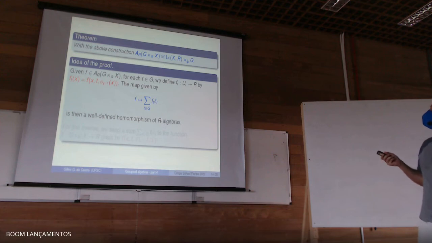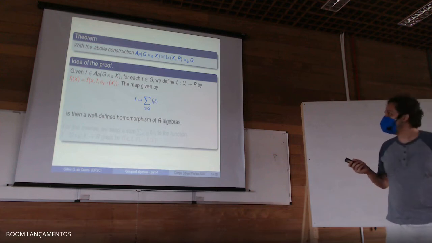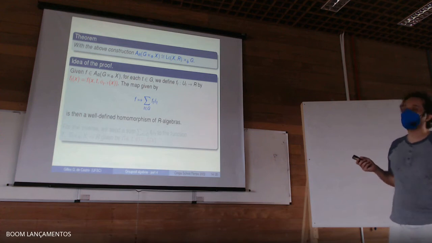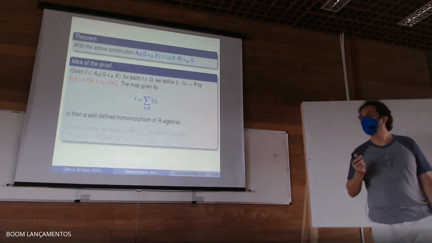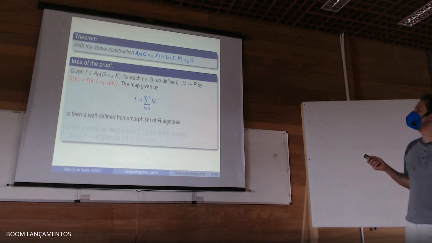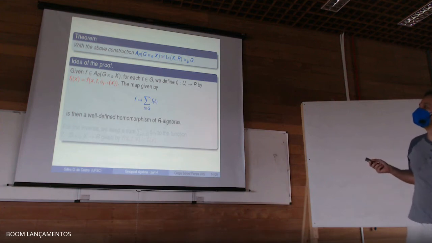So first of all, an element of the Steinberg algebra is a function on the transformation groupoid, and we want to find some kind of sum of elements where the function is going to be defined in each U_t.